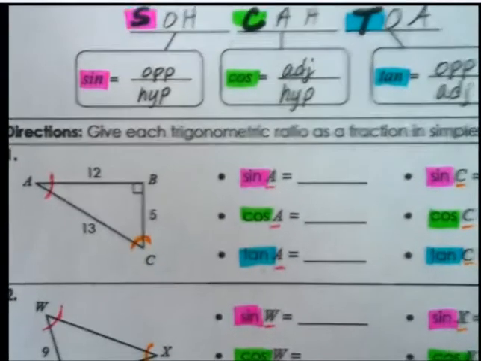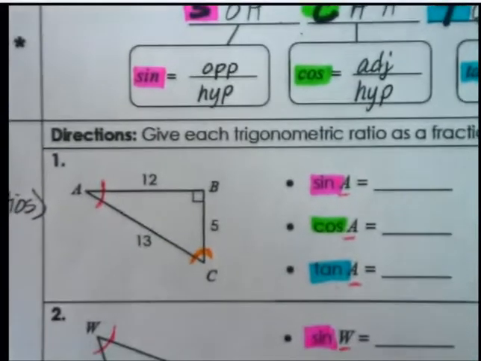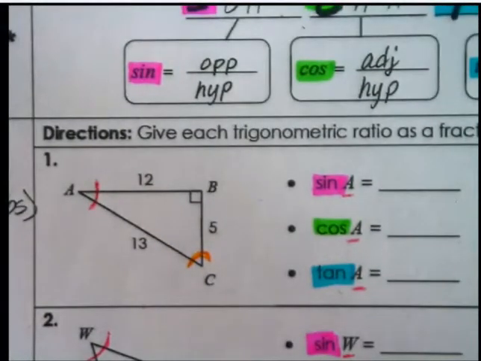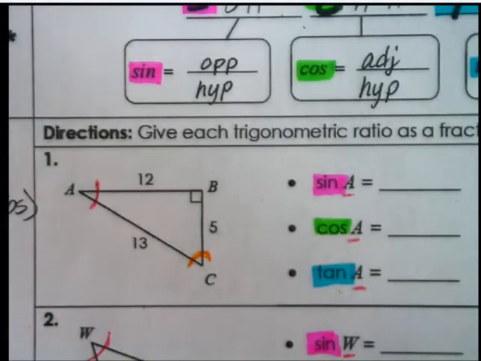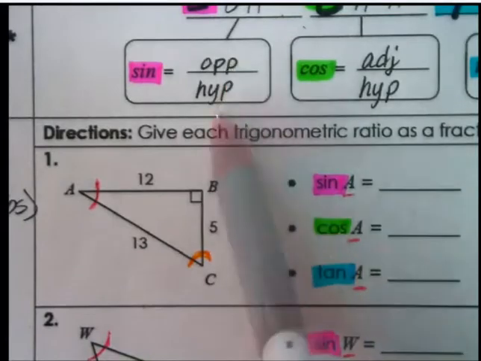Let's come down here and I want you to practice. Okay, let's try this. I'm going to zoom in. Now we actually have side lengths here, so we're going to be able to use these side lengths, okay? So sine of A is opposite over hypotenuse.